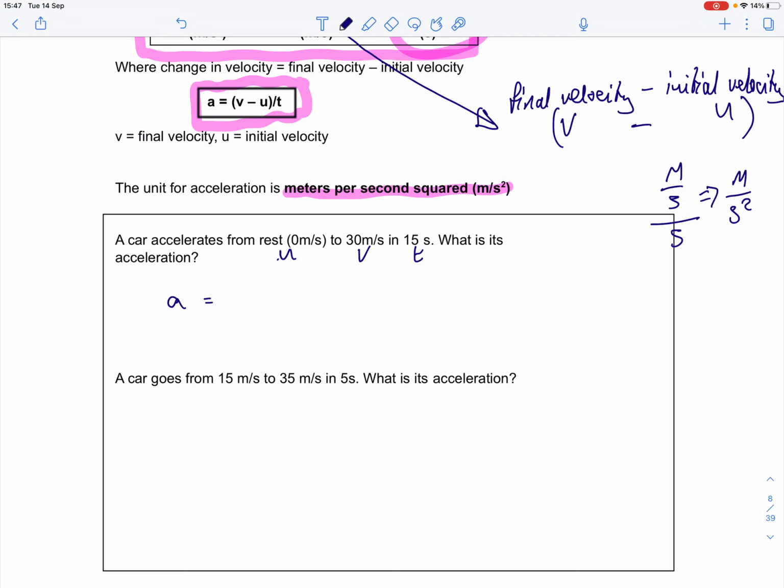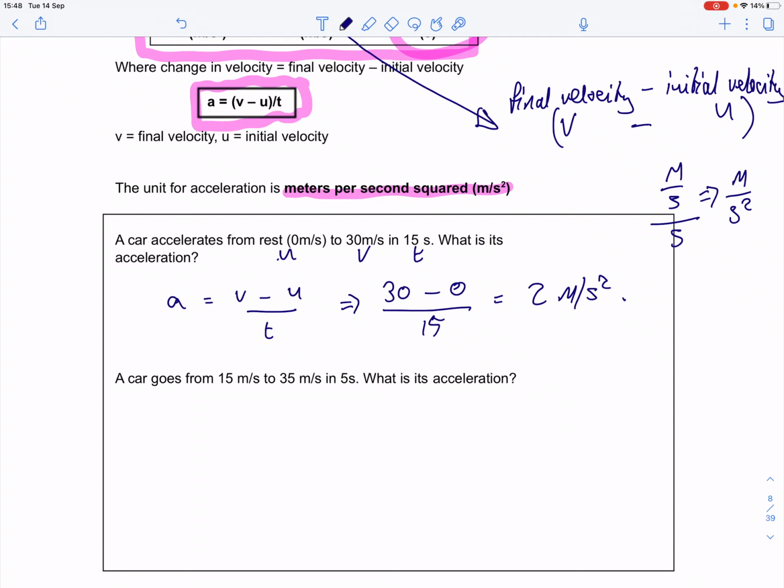So a is equal to v minus u over t, which is going to give us 30 minus 0, we'll just put that in for completeness, divided by 15. So 30 over 15 is 2 meters per second squared. So that's a nice easy example of how to use that one.